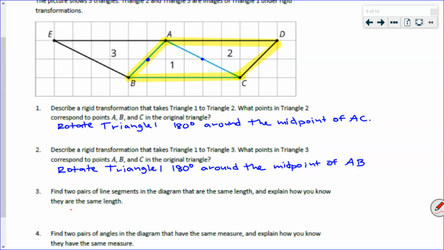So that means I know, without even measuring, that AB, remember our shorthand, is congruent to, or is the same length as, CD. AB is the same length as CD. And how do I know that? Well, because CD is AB, just rotated. AB is congruent to CD because CD is the image of AB after a rotation.